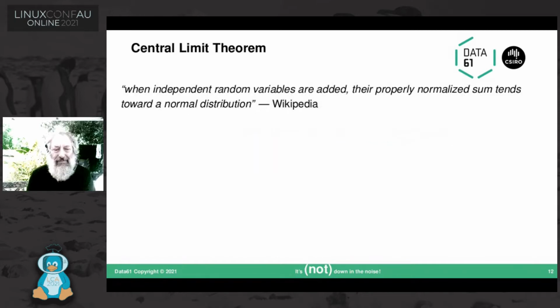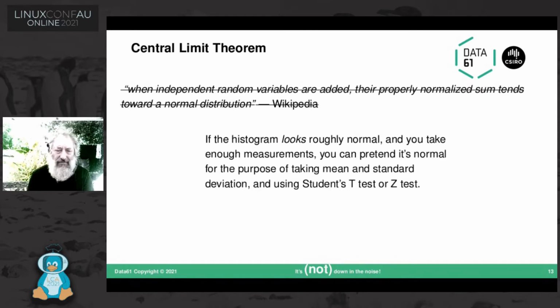The central limit theorem, according to Wikipedia, says when independent random variables are added, their properly normalized sum tends towards a normal distribution. I don't know what that means, so I've got my own version. If when you make your measurements, the histogram looks roughly normal, and you take enough measurements, you can pretend it's normal for the purpose of taking mean and standard deviation and using students' t-test or z-test.